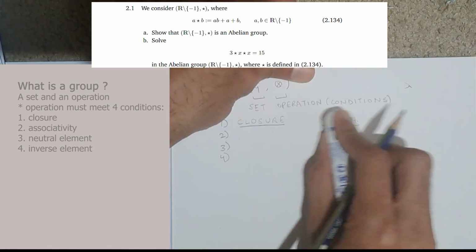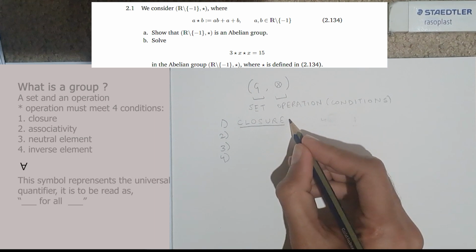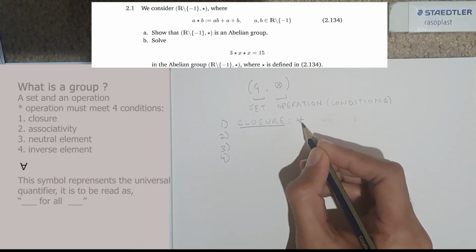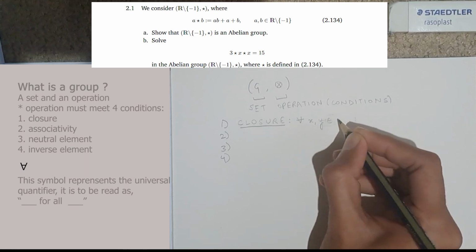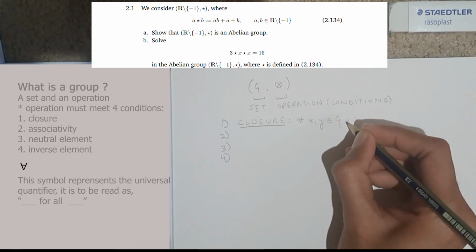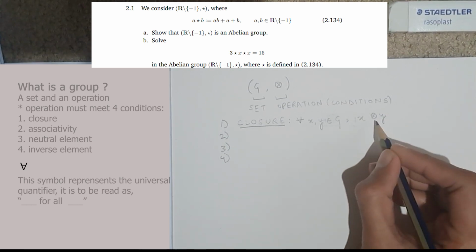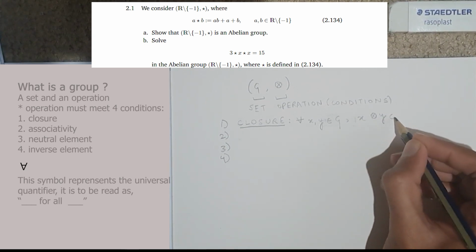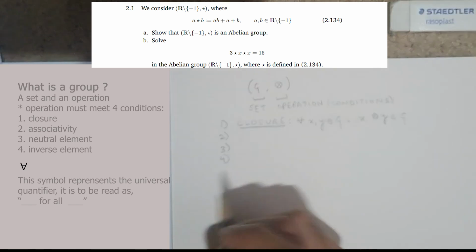I'll now express this more formally, and when we do that, it says for all elements that belong to G, the result of the operation on those operands is also an element of G. That is closure. Fairly simple.